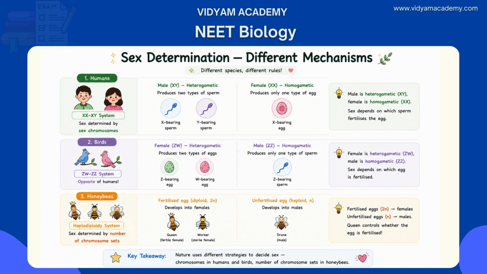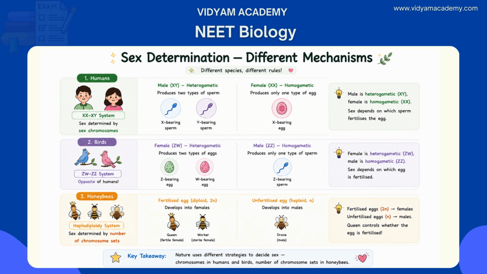So females are homogametic. Statement 2 is also correct because in the bird ZW-ZZ system, the female (ZW) produces 2 types of eggs, Z-bearing and W-bearing. So the female is heterogametic, and the male (ZZ) produces only Z-bearing sperm, so males are homogametic. The reverse pattern from humans.